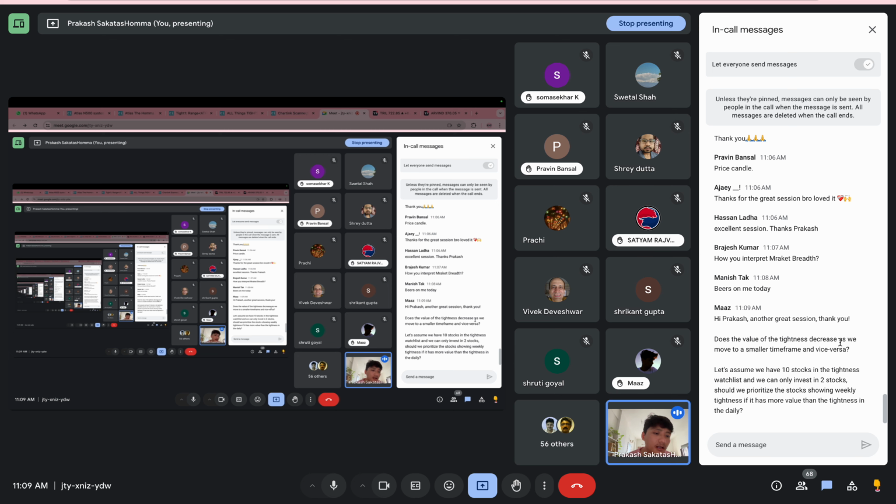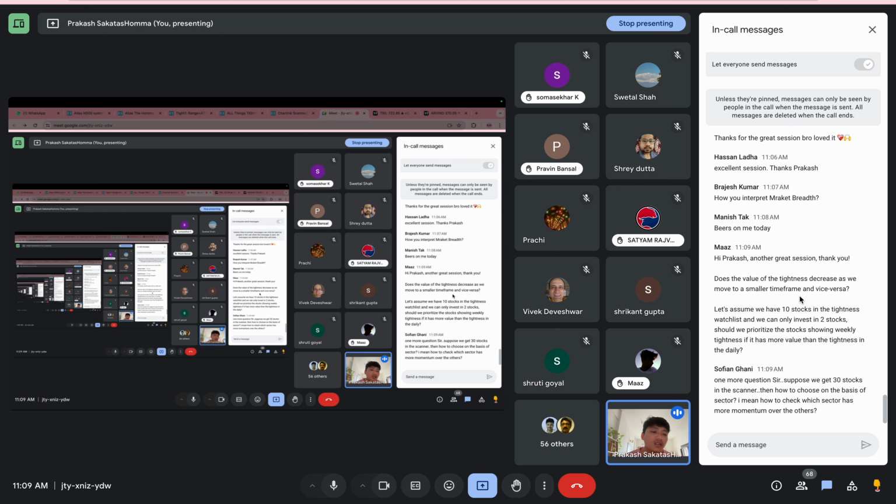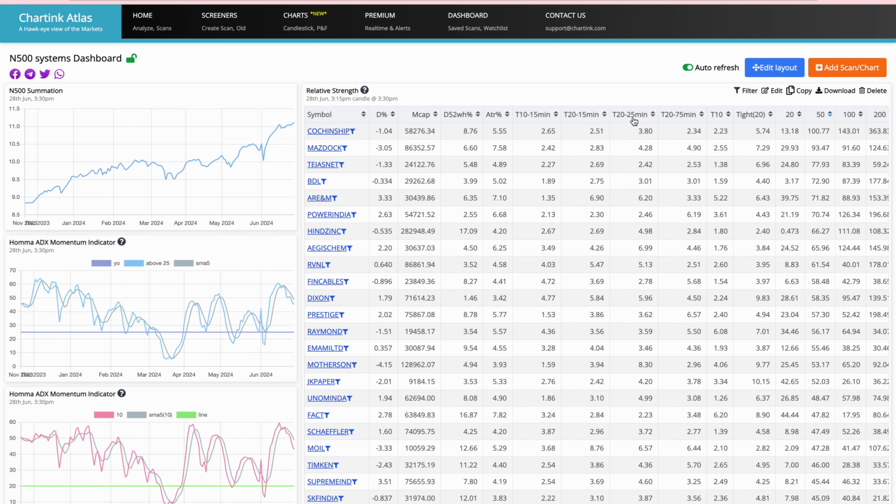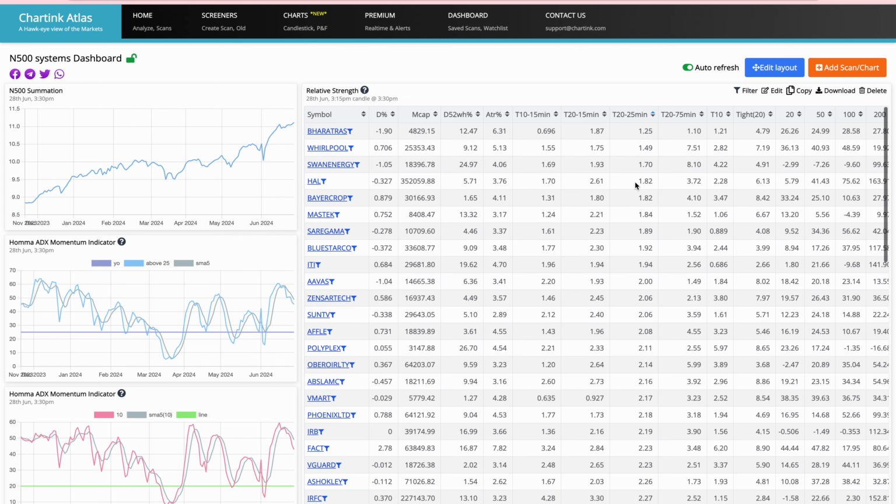Does the value of tightness decrease as we move to a smaller time frame? Of course it will decrease, right? So I'll give you a quick example. Let's say on a 25 minute time frame, Bharat Rasayan is very tight because the tightness is 1.25. Anything below 2 is tight, right?